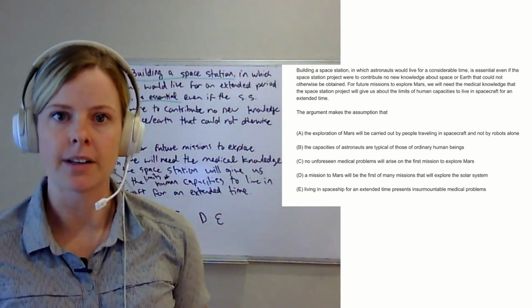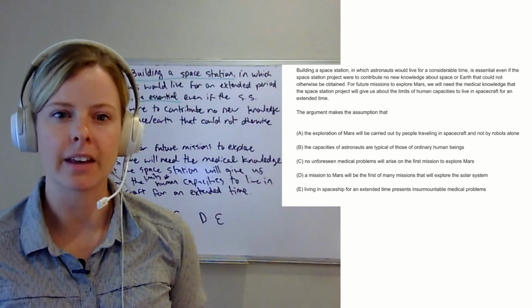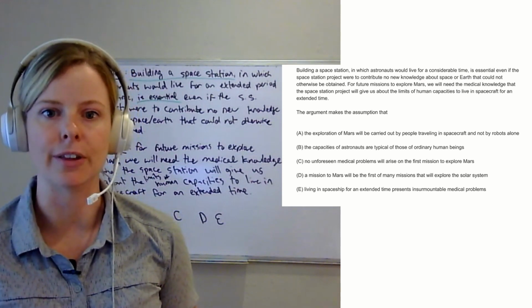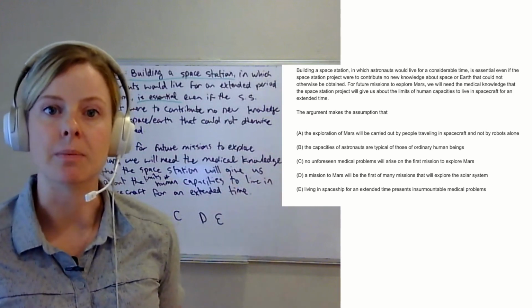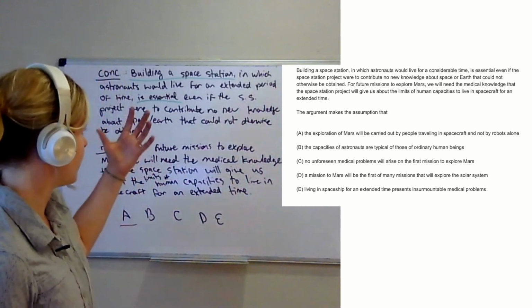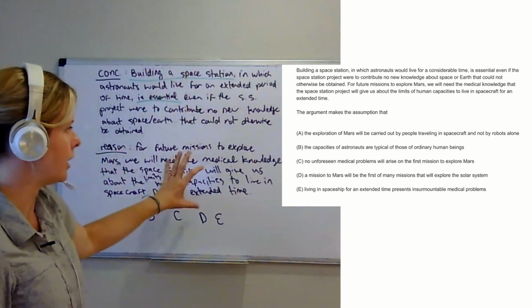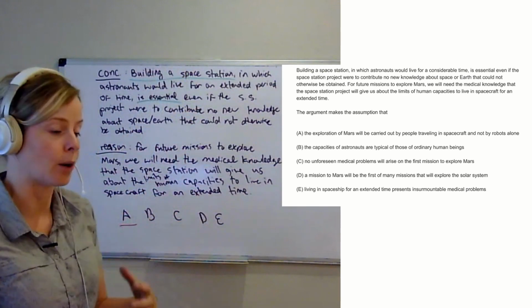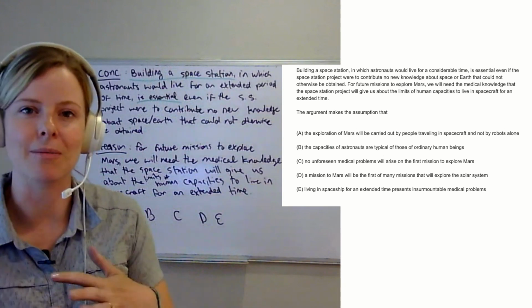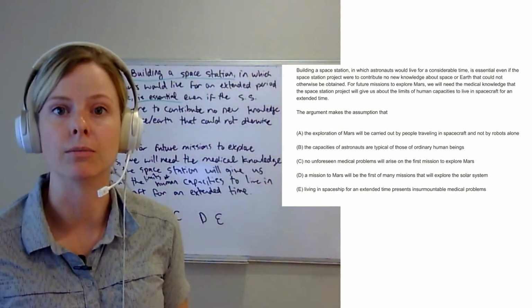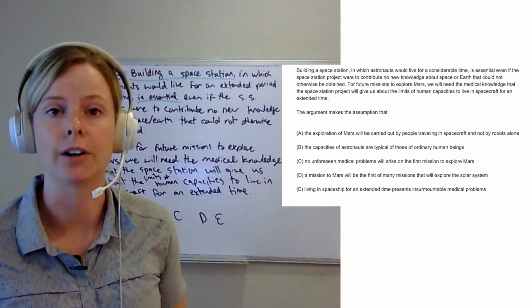Let's go through the rest of process of elimination. B, the capacities of astronauts are typical of those of ordinary human beings. So an astronaut is someone who goes into space. And here we've got some people in space in the space station. Here we've got some people in space going to Mars. So we don't actually need to assume that these astronauts all have typical capacities as people on Earth, right?